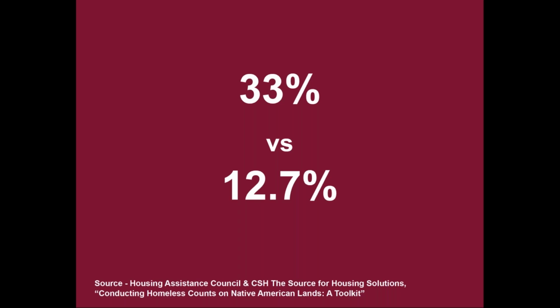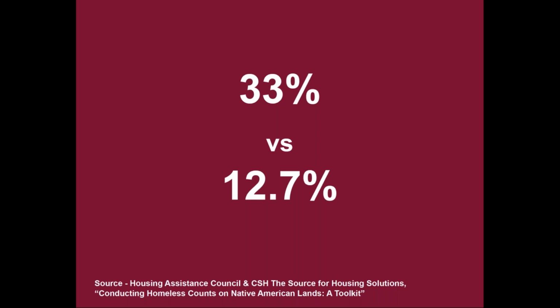So these are some statistics from the Housing Assistance Council, where we look at the national average of poverty in the nation, which is at 12.7%, versus poverty on reservation lands or within reservation communities, populations, which is at a staggering 33%.